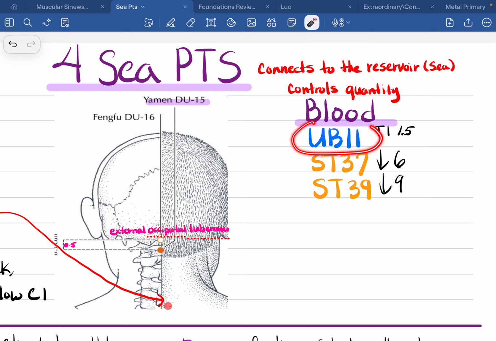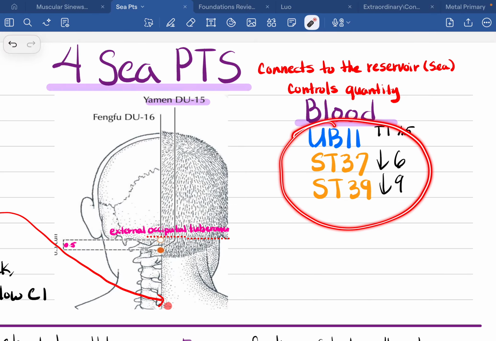besides for the UB 11, we have stomach 37 and 39. This is repeated again from the lower he-sea points, right? So you can think of it as like the C, but it would be 37 and 39. I don't have a way to remember this. You're going to just have to remember this.